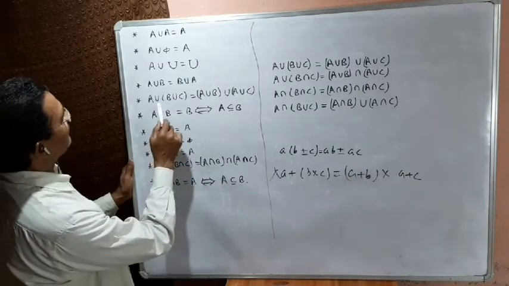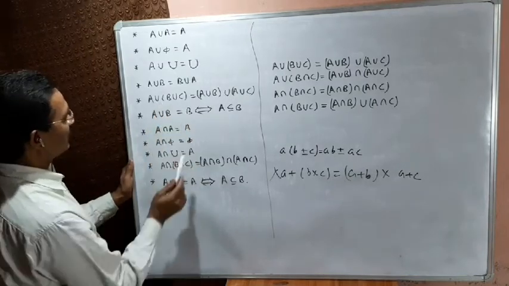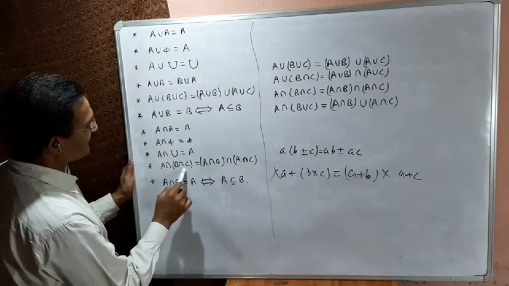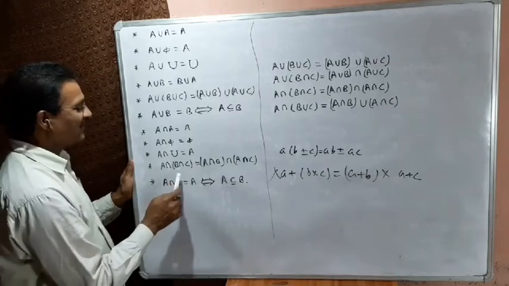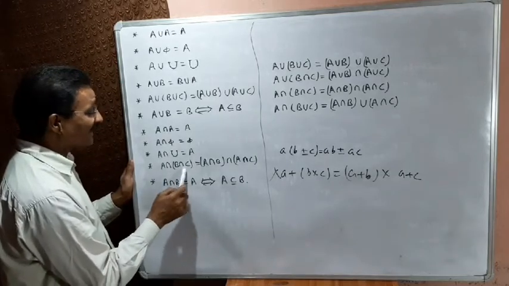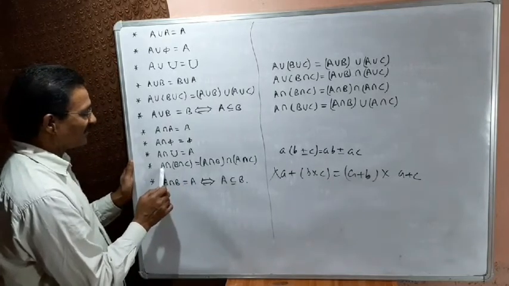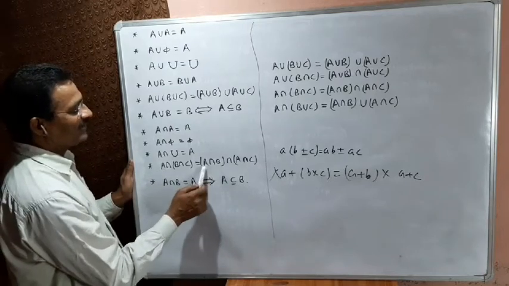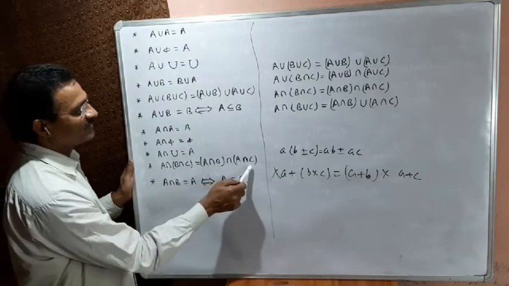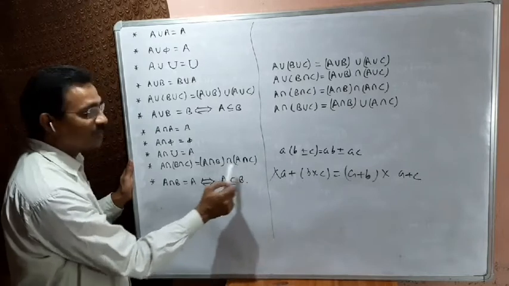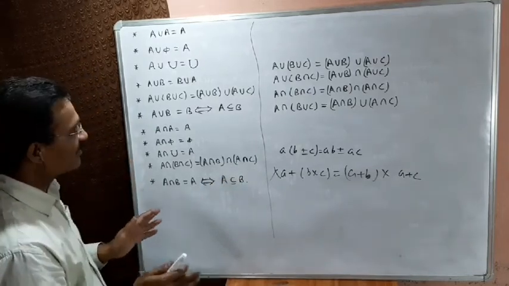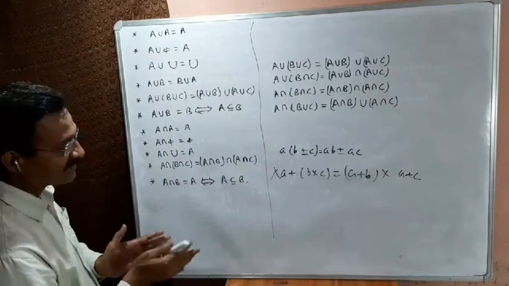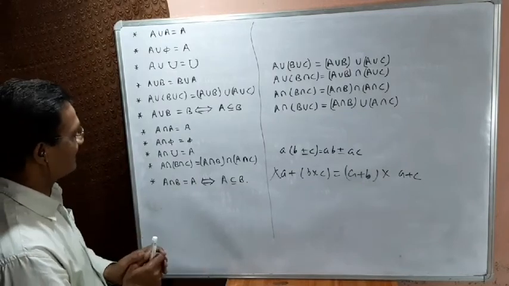Again, just like union distributes over union, similarly intersection distributes over intersection. You can understand. First we find the intersection of B and C and then we find the intersection with A. Here we find the intersection of A and B, then A and C and then the intersection of these two. Ultimately we will find such elements which will be present in all three sets A, B and C.